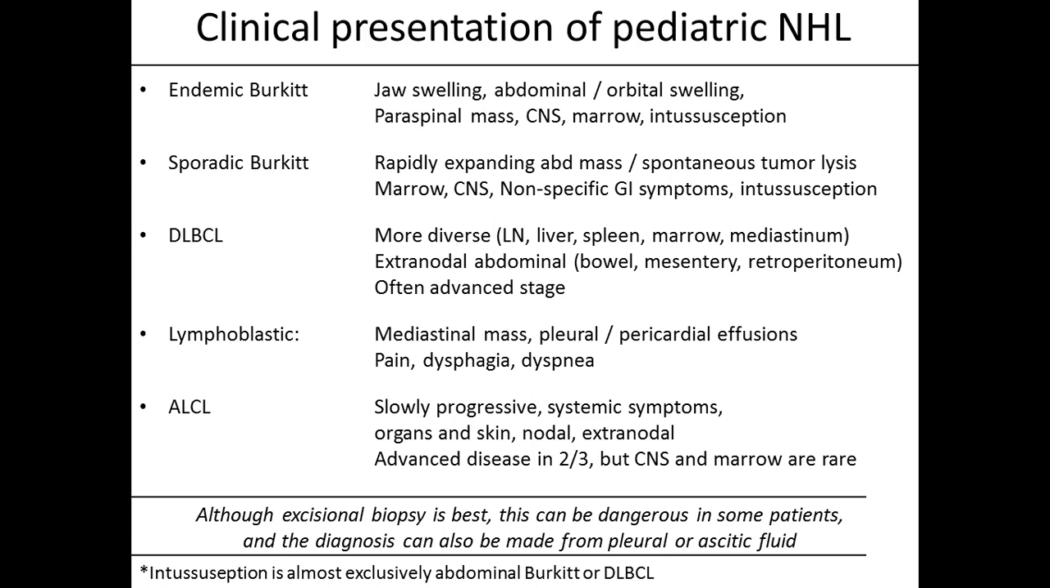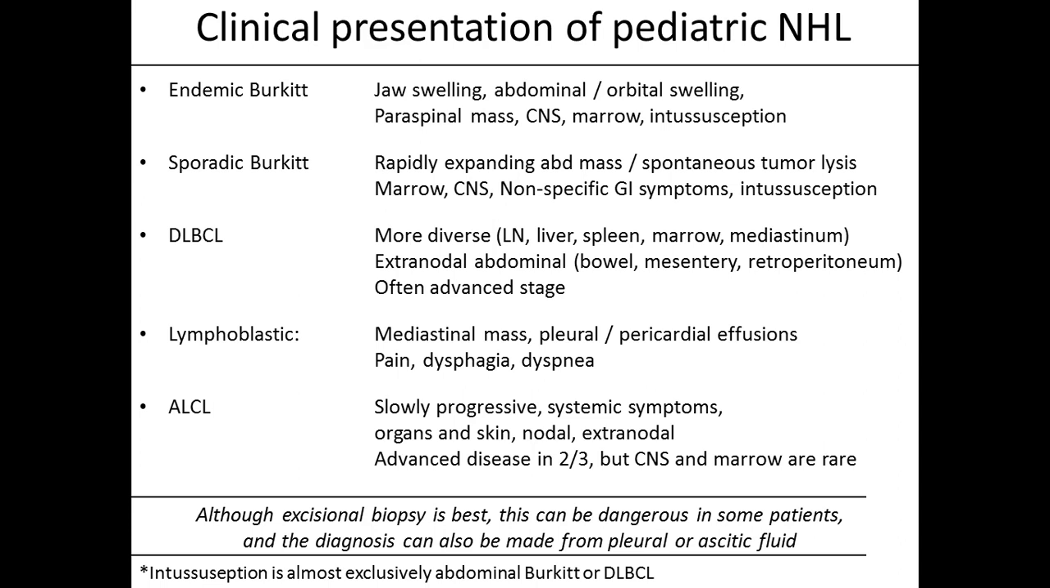Lymphoblastic lymphoma will show up with the anterior mediastinal mass, pleural and pericardial effusions, and the symptoms that go along with them. ALCL tends to be a little bit more slowly progressive, can have systemic symptoms. It can involve the organs, the skin, node, or extranodal. It can be advanced in about 2/3 of patients, but CNS and marrow involvement are rare.